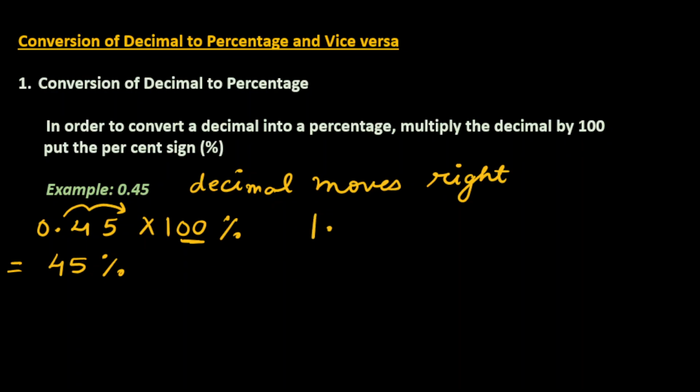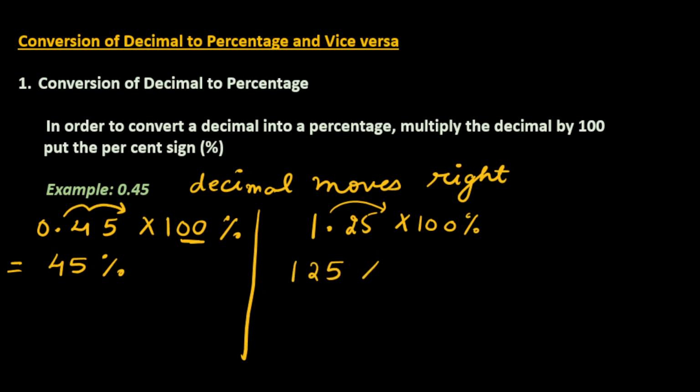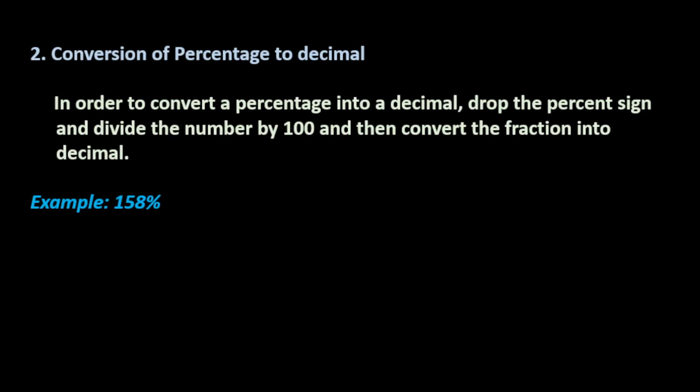One more we will do. Suppose I have 1.25. This is a decimal. We have to convert it into percentage. So same thing we'll do. We'll multiply it with 100 and put a percent sign. So it will move two decimal places towards right. So then we'll get its answer as 125%. So one question for you, you can do it. 0.28, convert this decimal into percentage.